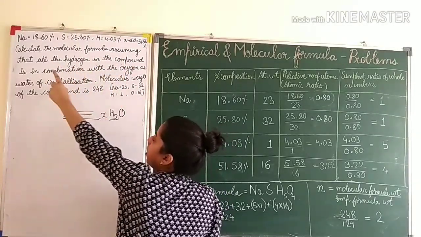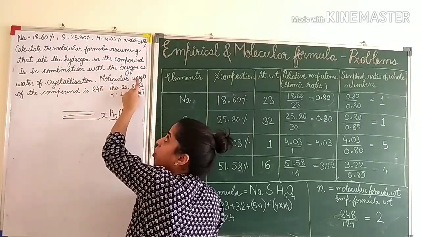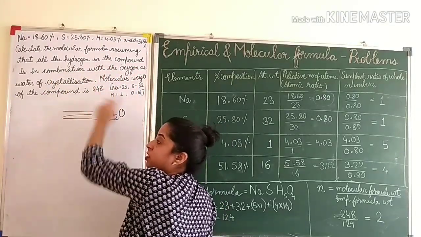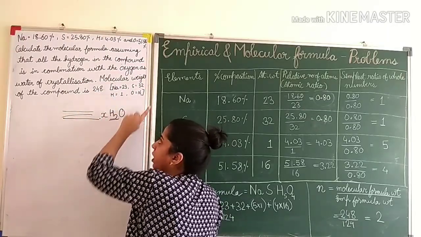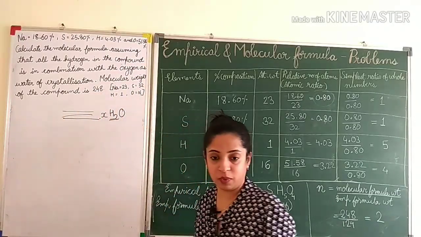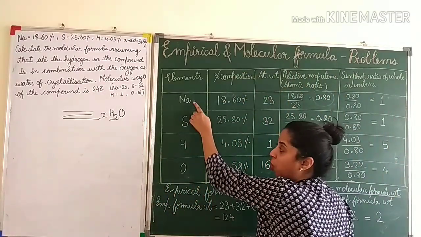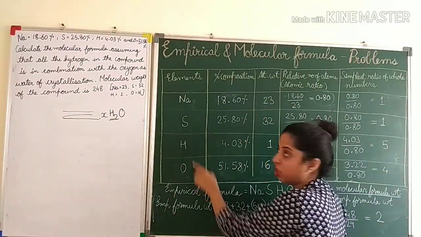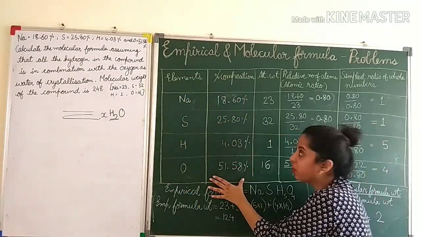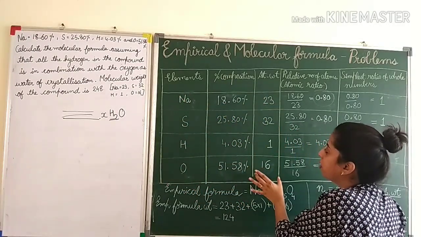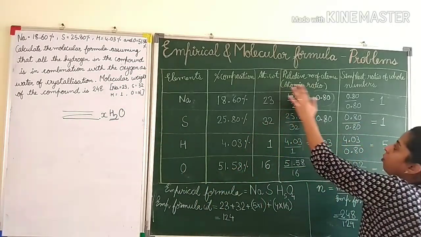Calculate the molecular formula assuming that all the hydrogen in the compound is in combination with oxygen as water of crystallization. Now they have given molecular weight of the compound as 248 and they have given atomic weights. Okay. So as earlier, we will make the table. We will write sodium, sulfur, hydrogen, oxygen, whatever the elements are there. We wrote the percentage composition of everything and we wrote the atomic weight of everything that was given in the question. Then we found out atomic ratio.